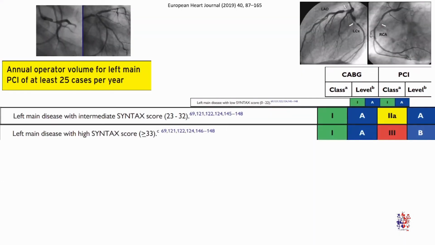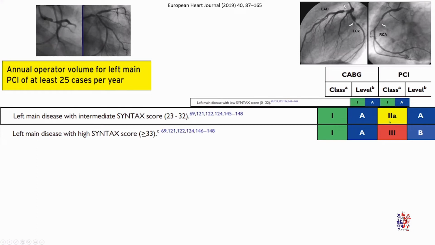But when you have left main disease with either an intermediate score or a high risk score, bypass surgery has a class 1 level A indication. Where you get a very high score, more than 33, and left main disease, PCI is so-called contraindicated, and in the intermediate group you may do PCI with left main and moderate disease.